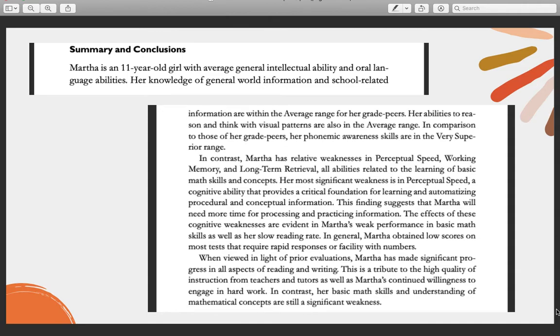Now, these are the examples of doing a summary. You can also write their summary and conclusion. Martha is an 11-year-old girl with average general intellectual ability and oral language abilities. Her knowledge of general world information and school-related information are within the average range for her grade peers.